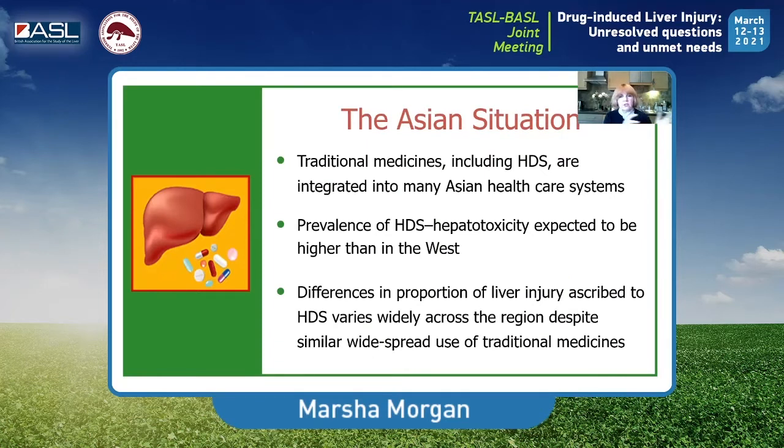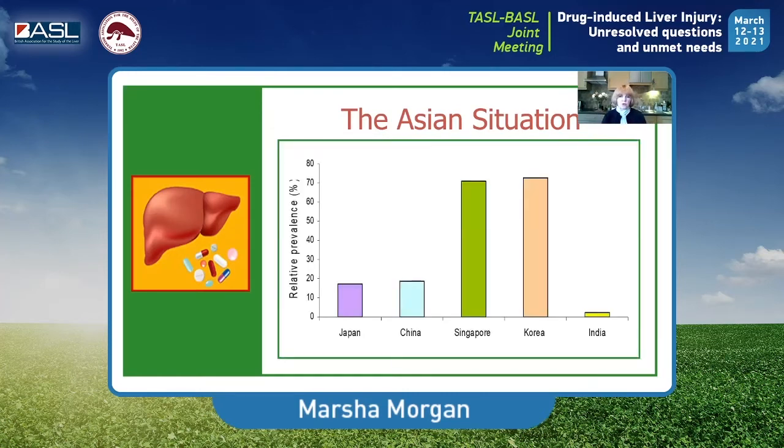Moving now from the west to the east, we might expect that the prevalence of HDS hepatotoxicity might be higher. And this is because traditional medicines, including HDS, are integrated into many of the Asian healthcare systems. But despite the fact that there is similar widespread use of traditional medicines across the region, there are startling differences in the proportions of liver disease ascribed to HDS, which is shown on this figure. So if we look at the relative prevalence in Japan and China, it's about 17–18%, but in Singapore and Korea, over 70%, while India is at the bottom of the league at 2.5%.